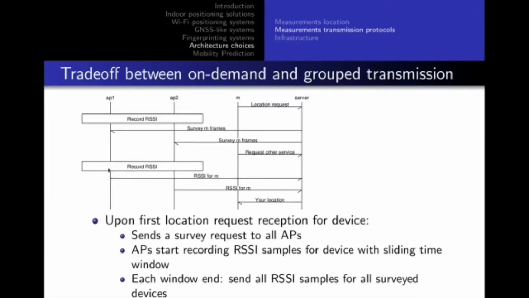So at each window end, so here for instance, all the RSSIs for the surveyed mobiles are sent to the server, which uses that information to respond the location to the mobile device. So this way you only have to transmit a group of RSSI samples only for the surveyed mobile devices, which are the ones which want to be located. So it's one of the most optimal protocols that we can use.